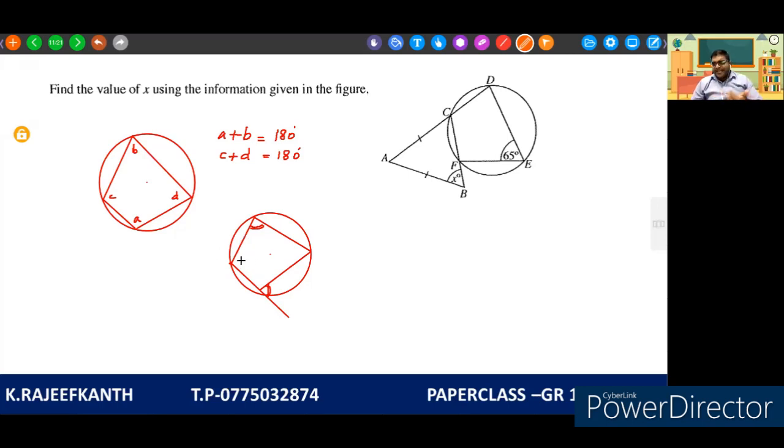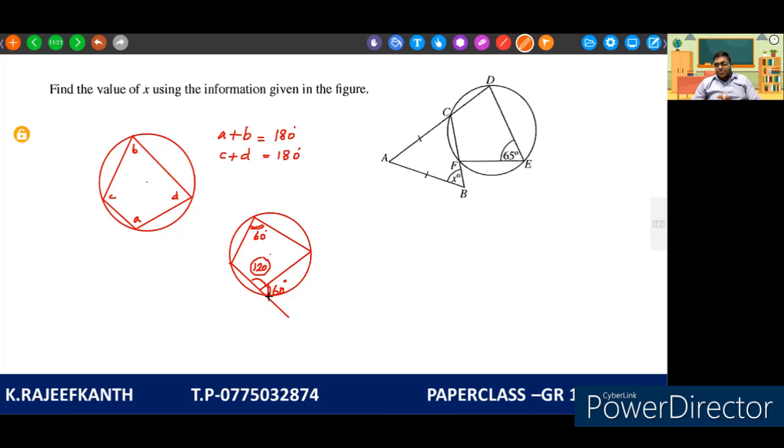Here we can prove it easily. Because if this is 60 degrees, then this angle will be 120 because the opposite angles are supplementary. Then the sum of these two angles should be equal to 180. Here if it is 60, then this angle will be 120. Here we know these two angles are on a straight line. So if it is 120, then this angle will be 60.